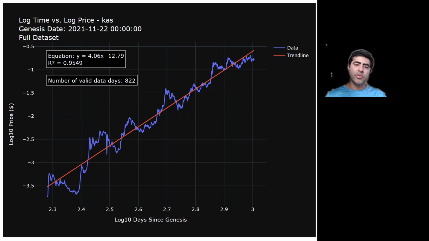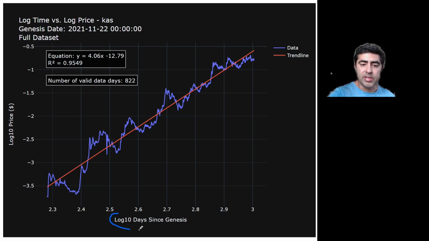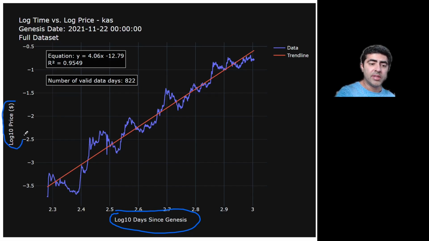For now, don't worry about the axis. Just notice that the x-axis over here represents some measure of time, and the y-axis over here is some measure of price. We've transformed it in some sort of way, but don't worry about that right now.